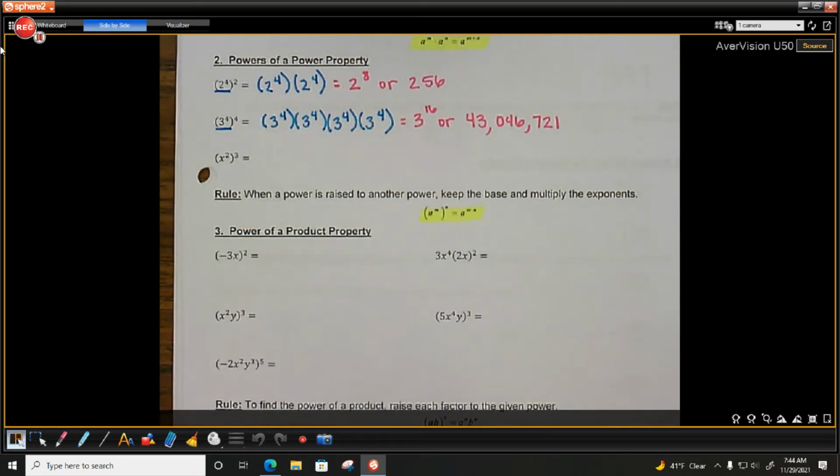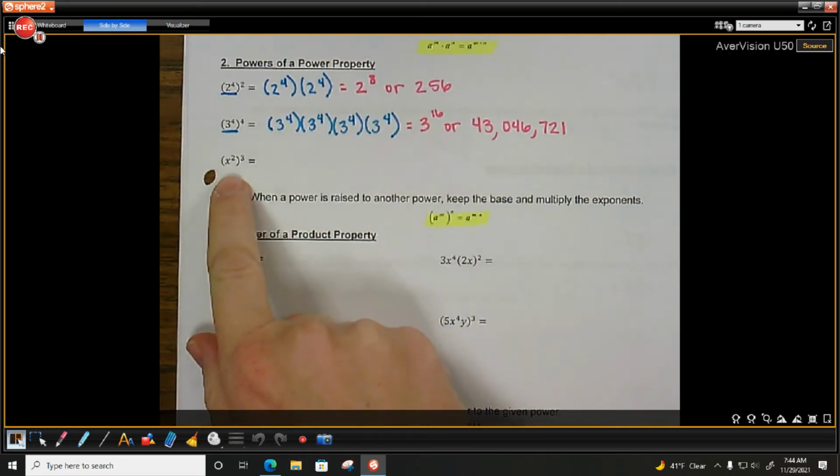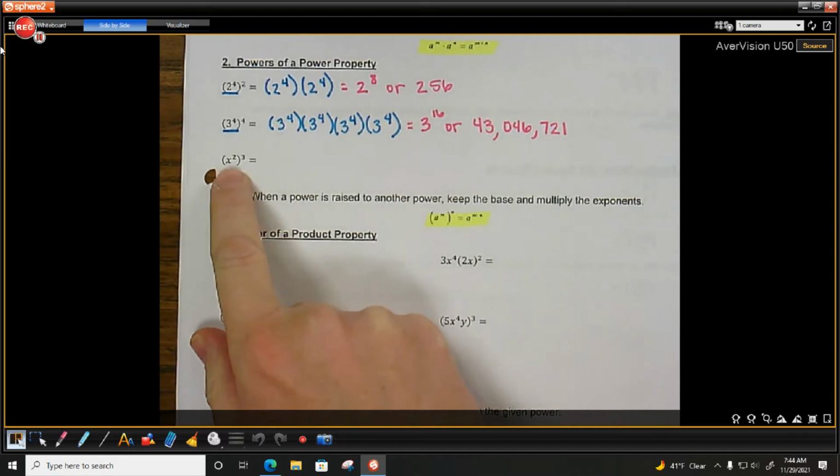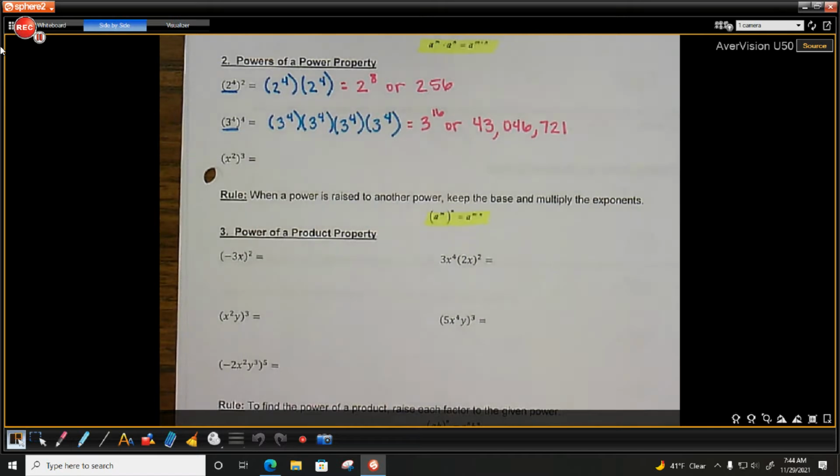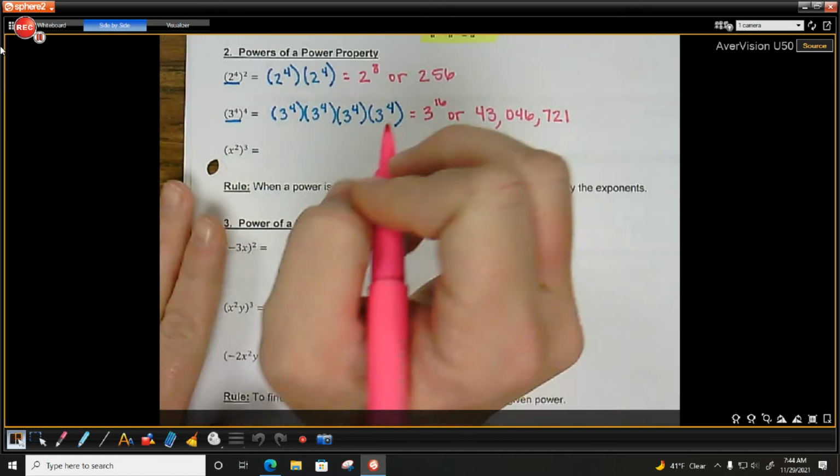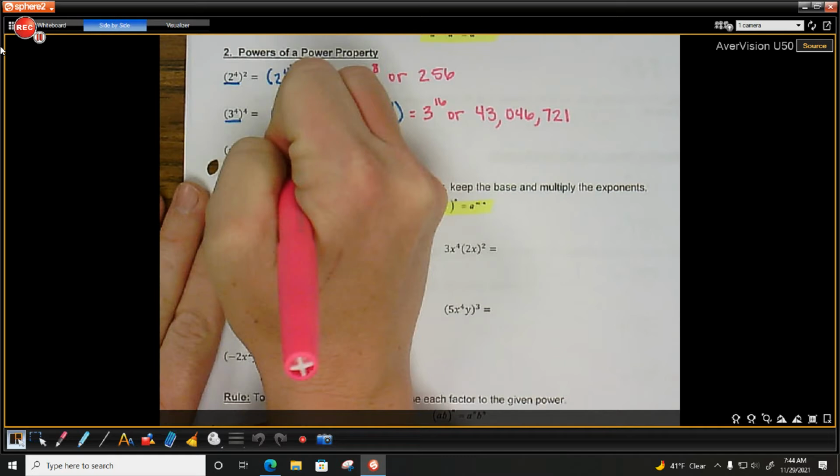So looking here, I have x to the 2nd power to the 3rd power. There's only one base. My base is x. Raised to the 2nd power, then raised to the 3rd power. So when you have a power raised to another power, what do you do with the exponents? Multiply them. So this is going to become what? X to the 6th power.